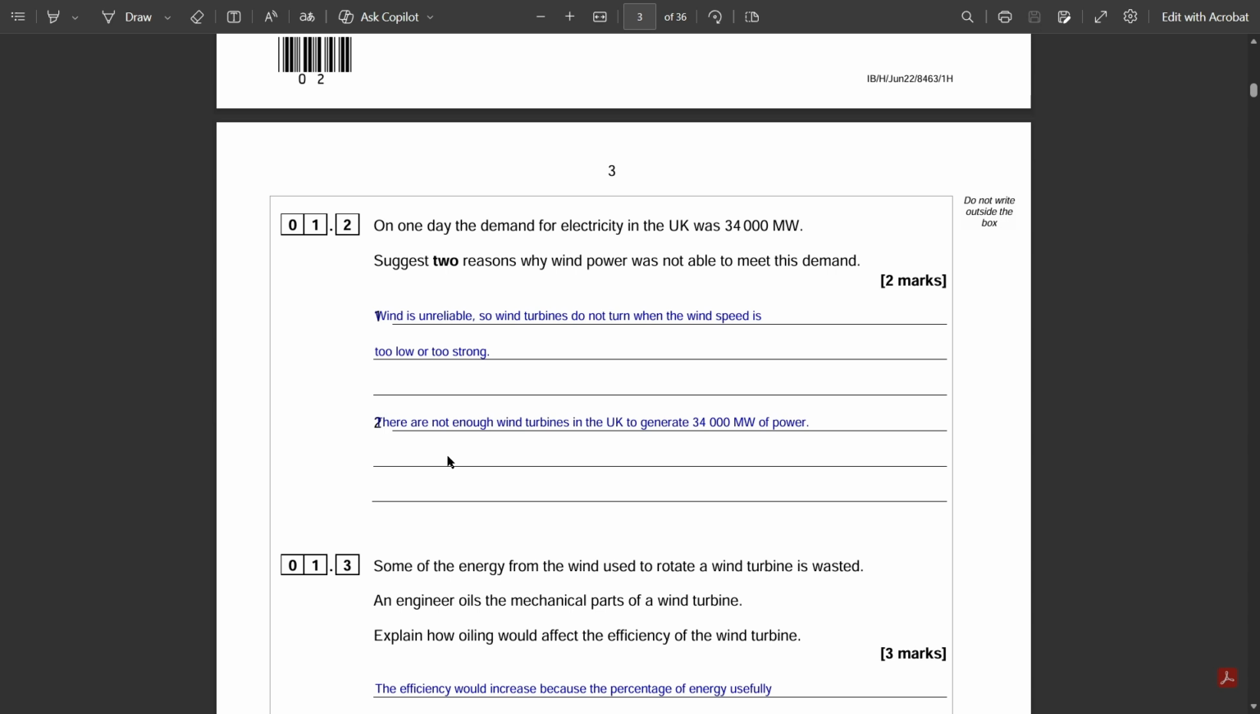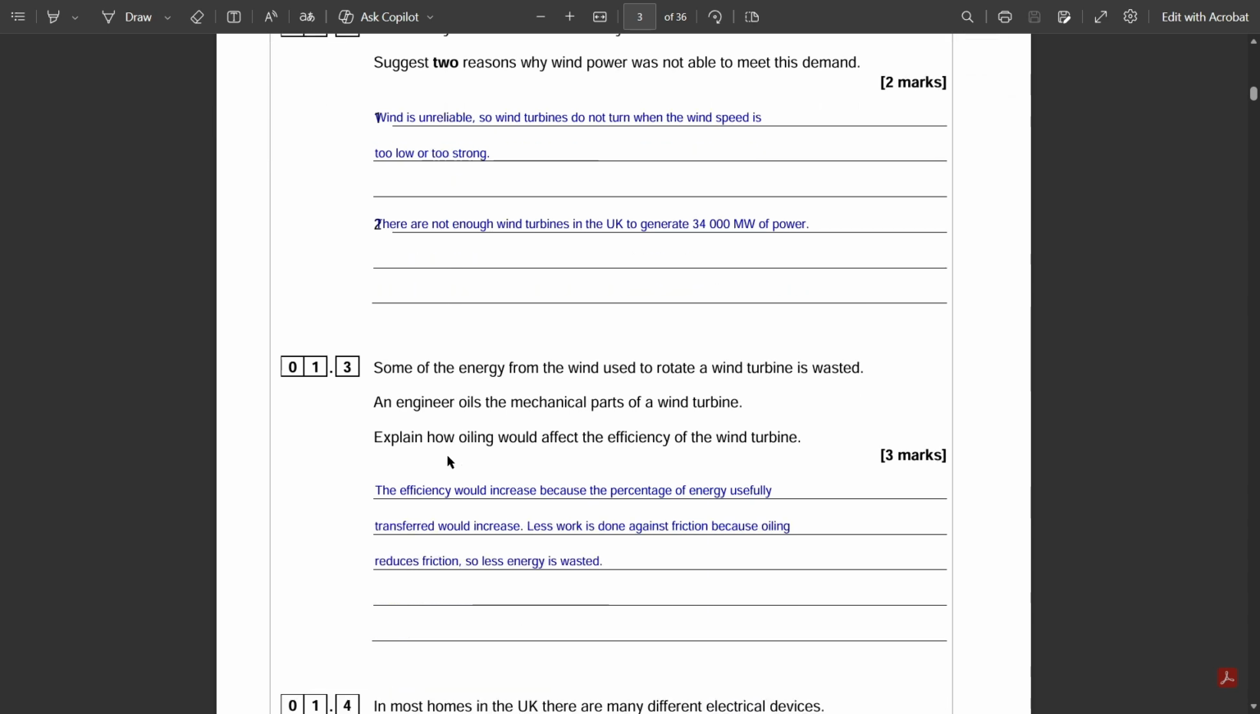And another reason could be that there are not enough wind turbines in the UK to generate 34,000 megawatts of power. And some of the energy from the wind used to rotate a wind turbine is wasted.